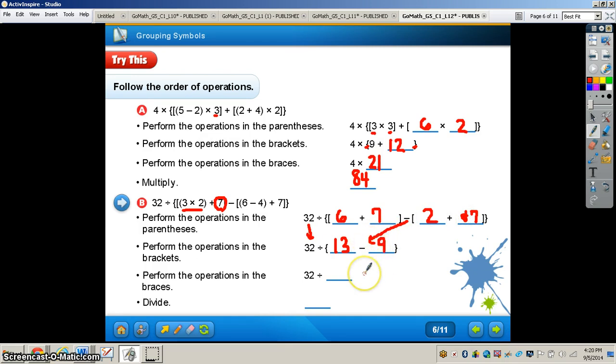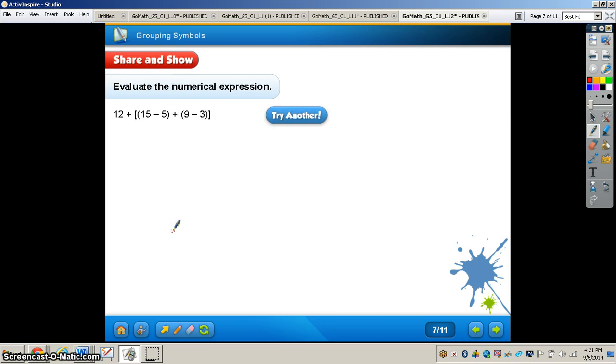Now we have braces that we go to next. 13 minus 9 is going to give me 4. That 32 drops down, as you can see. Then 32 divided by 4 is going to give me 8. So parentheses, brackets, then braces. Okay, let's take a look at one last one together.